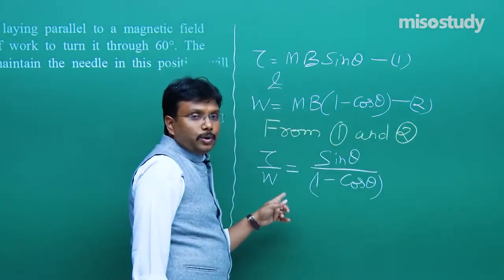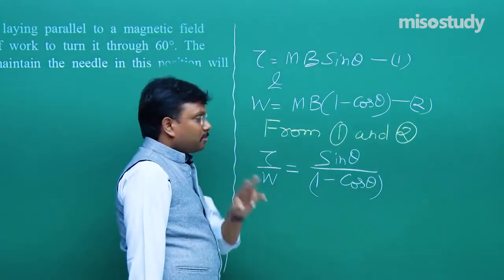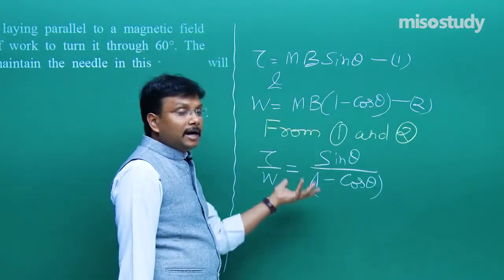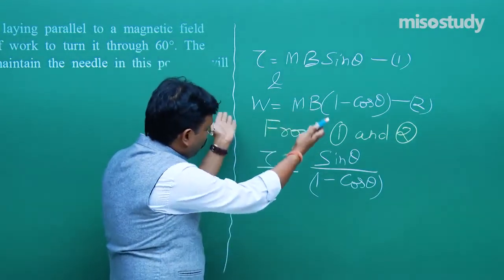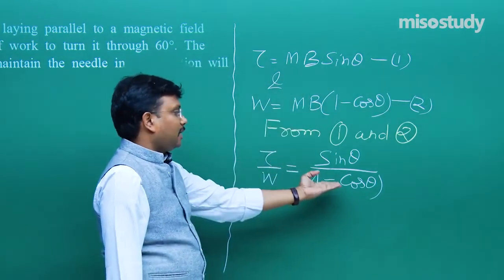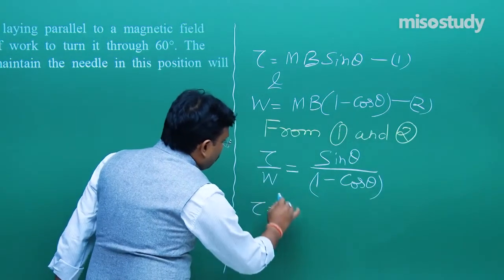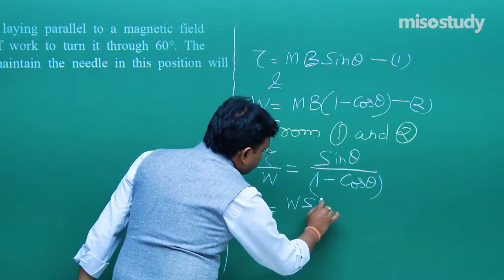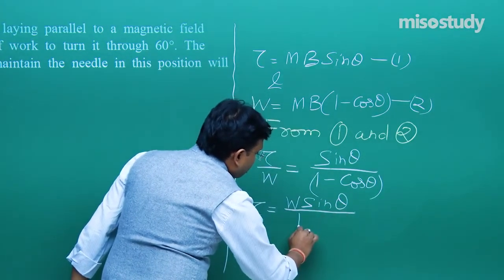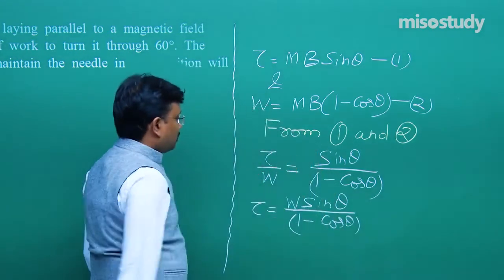Earlier I was deliberately not writing two terms, but then I thought few of you may ask where those terms are coming from. So now there is no scope of any confusion. Fine, I increased these two steps, but I hope now everything is clear. So from here I can say tau is equal to w sine theta upon 1 minus cos theta.